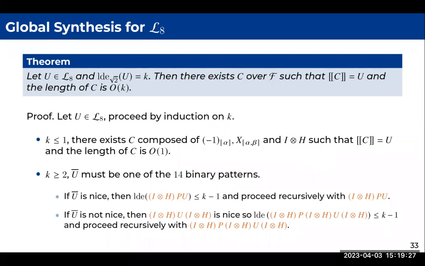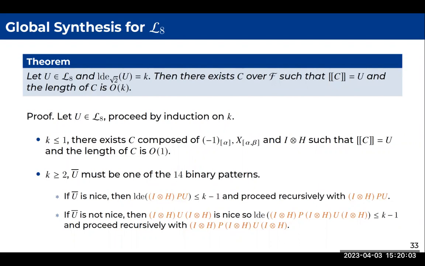But if k is strictly larger than 1, then you look at your binary pattern and say, well, if this is nice, and if this is row paired, I apply I tensor H on the left-hand side, and I reduce the global LDE strictly by 1. If it is nice, but it's column paired, then I apply I tensor H P on the right-hand side. Note that this P is just a permutation matrix that shuffles the rows and columns so that identical rows or columns are put in adjacent places. Now, when the U bar is not nice, then you can just conjugate it as we did before.